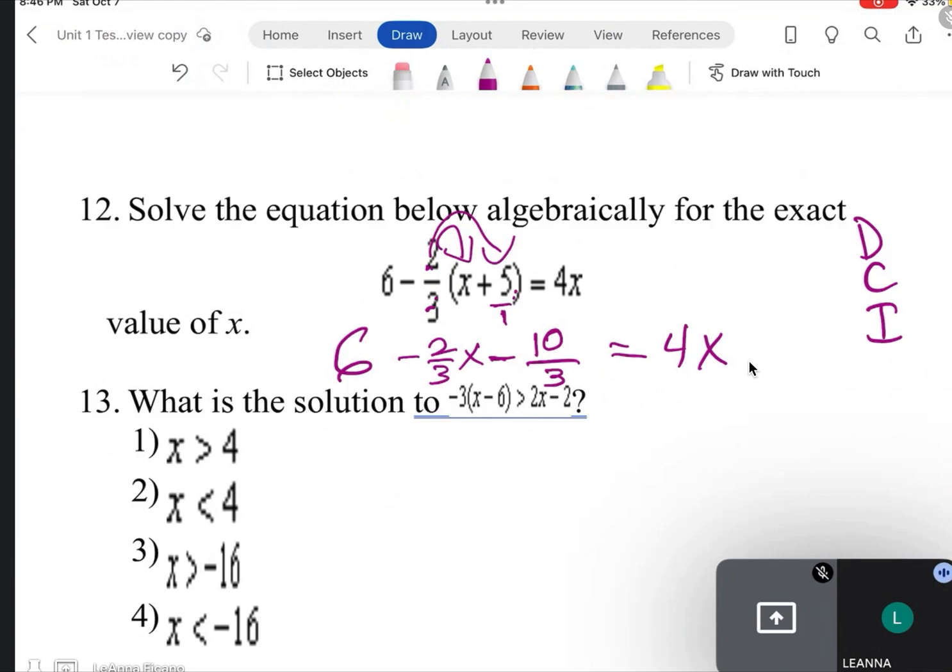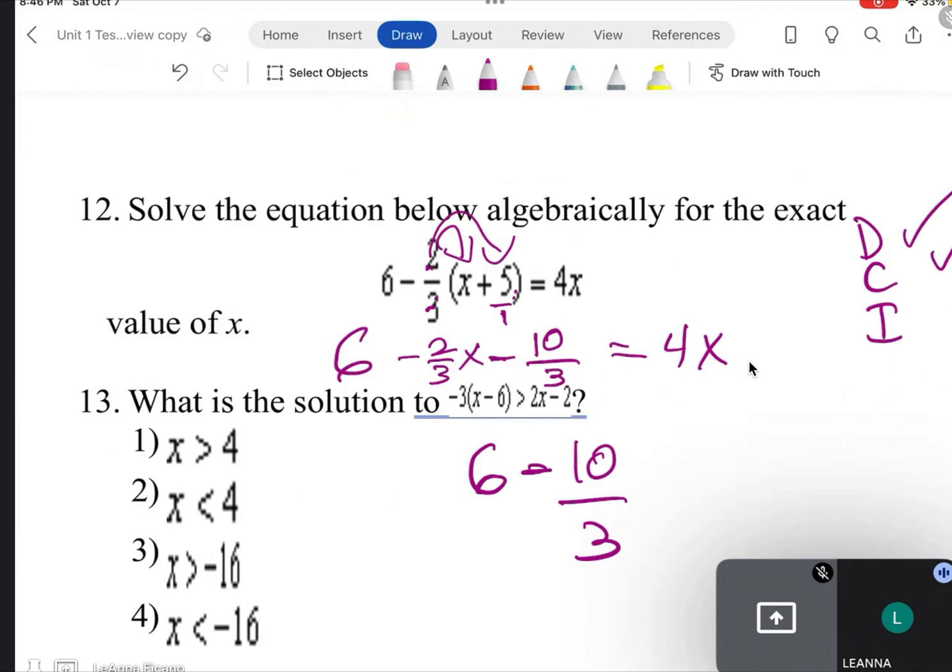All right. Where can we go from here? After we distribute, we combine like terms. We keep our 6. Well, no, we are going to use 6 minus 10 thirds.